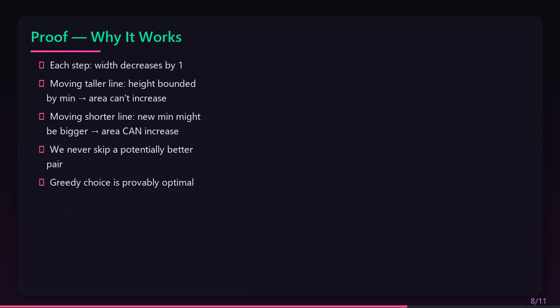At each step, the width decreases by 1. If you move the taller line, the min height is still bounded by the shorter line. Width decreased, height can't increase. Area can only decrease. Safe to skip those pairs.